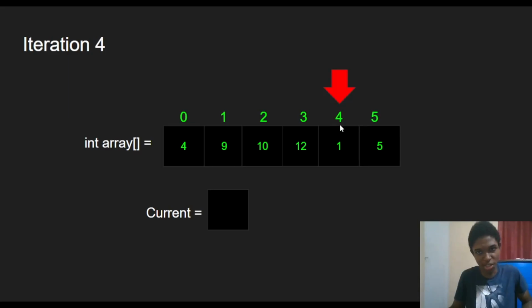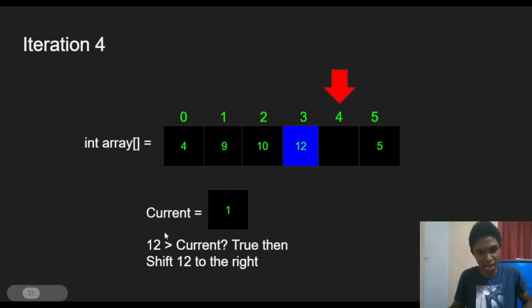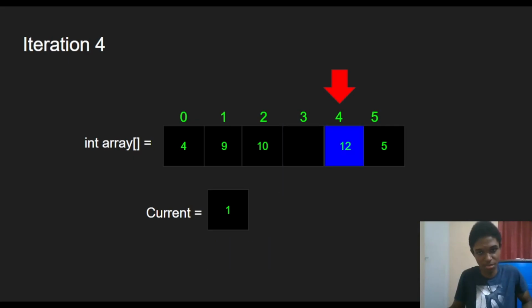Now we're at position 4. We'll take the value that's in position 4, which is 1, and move it to our current. We'll compare the values to the left of our current. So we'll say, is 12 greater than our current? True. So in that case, we will shift it to the right. You can see we're shifting 12 to the right.